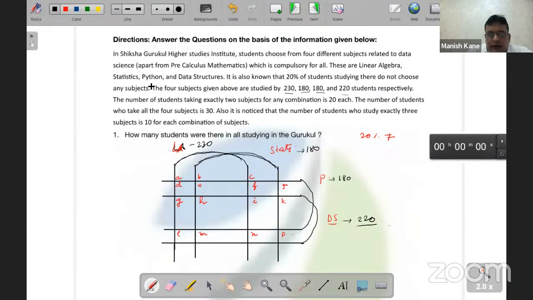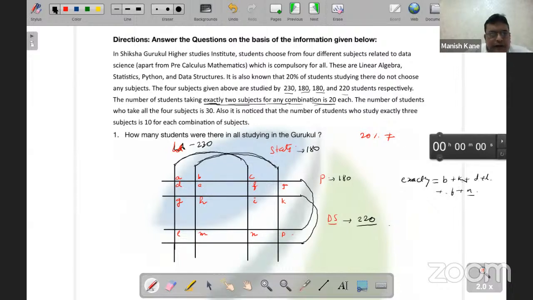Now you're told that the number of students taking exactly two subjects. So exactly 2 subjects are indicated by which regions? Exactly 2 are indicated by which regions? B. Then which other? K plus any other? D, L, any other? F and N also. So B, K, D, L, F, N.